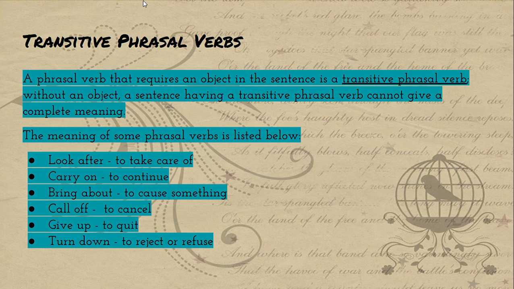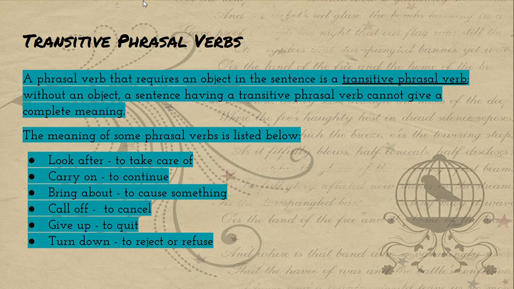So a phrasal verb that requires an object in the sentence is a transitive phrasal verb. Now, without an object, a sentence having a transitive phrasal verb cannot give complete meaning. So the point of making a sentence is to convey a complete thought process and communicate effectively with the other person. Now, when your sentence doesn't convey the message you intended it to, meaning it does not give its complete meaning, communication has not occurred.